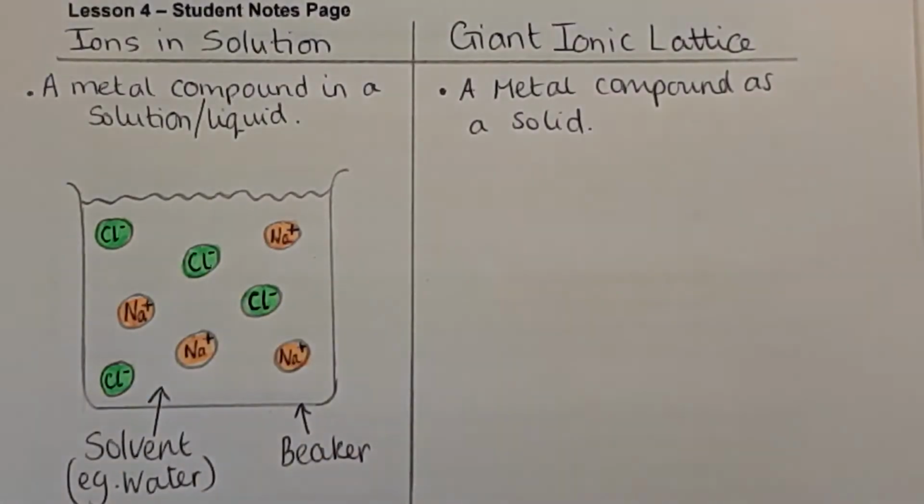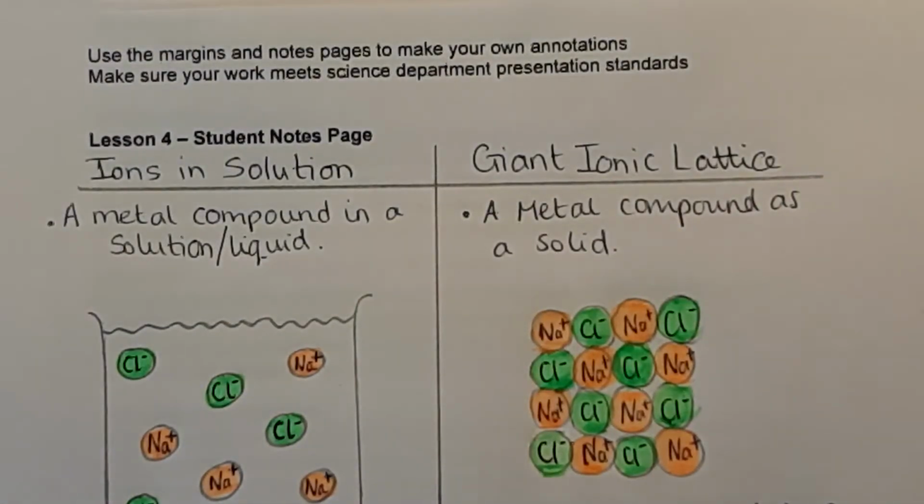So now moving on to our giant ionic lattice, we're going to draw a diagram to show the compound as a solid when it is not dissolved in water or in any solvent. So you can see in this diagram for the metal compound as a solid, we've got a giant ionic lattice, and this shows us the oppositely charged ions alternating, and they're closely bonded together, and that's through ionic bonding, and it has a very giant structure. This is just a tiny section of it. This would continue for millions and millions of ions.